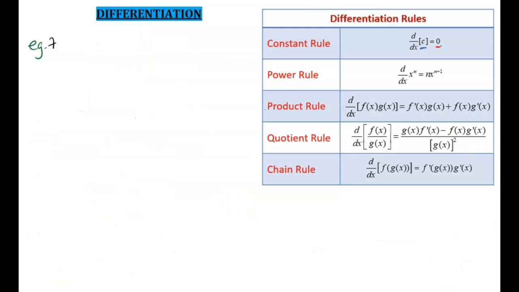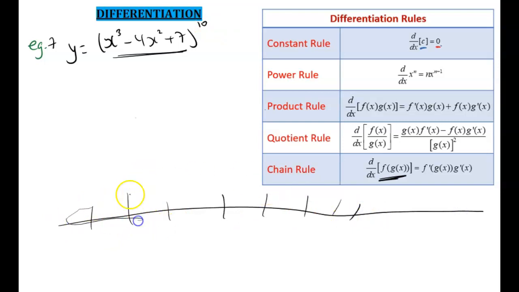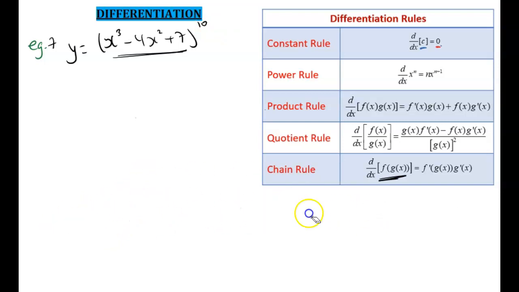The chain rule is actually a function of a function here, right? So for example, it could look like this. y is equal to x cubed minus 4x squared plus 7, all raised to the power of 10. Now, of course, we can take this whole expression and raise it to the power of 10, get a million values like this and differentiate each one. Yes, we can do that, right? However, that is not what we want to do.